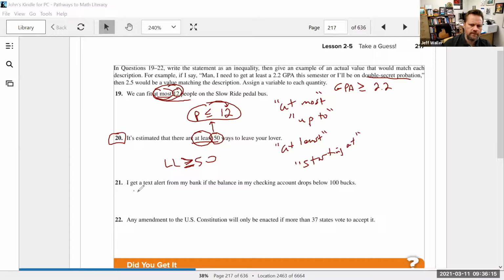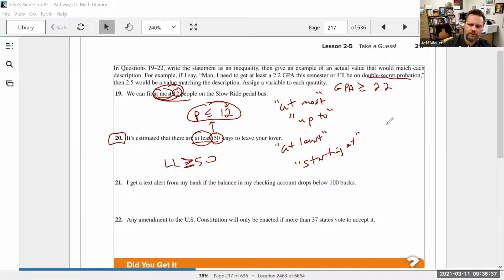Go ahead. You just said that it would be greater than or equal to 50. Wouldn't you be starting at the bottom? What do you mean starting at the bottom? Because it says that there's at least 50 ways, so wouldn't that mean that it starts at 1? No.